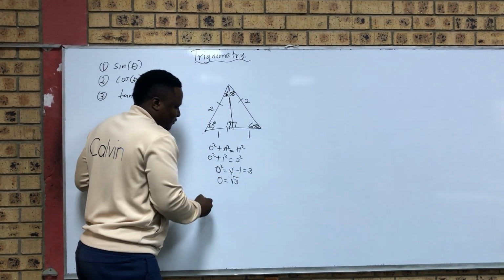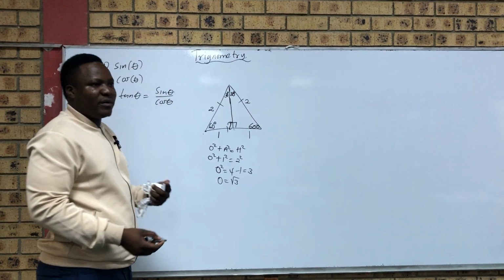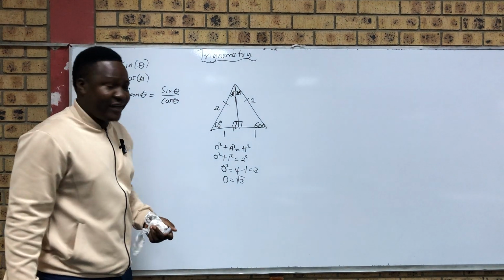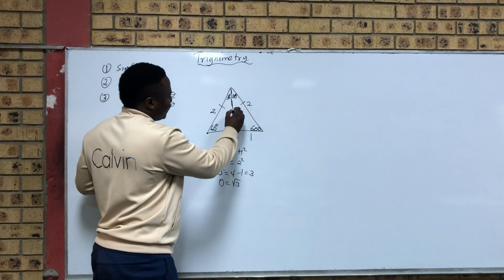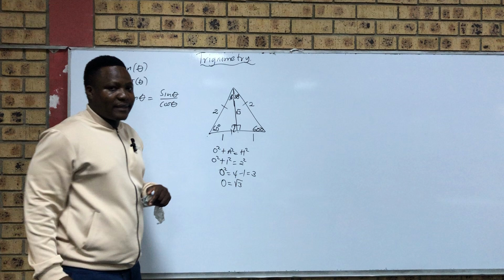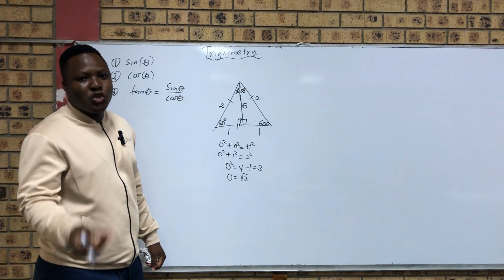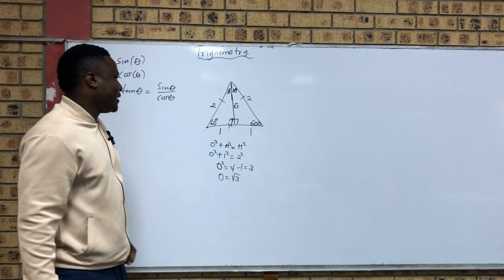The square root, of which taking the square root is normally plus or minus, but for the sake of length, you will never have a negative length, so we're going to take the positive one, of which we're going to have what? Root of 3. Then using this, when they say without the use of a calculator, this is what they mean.